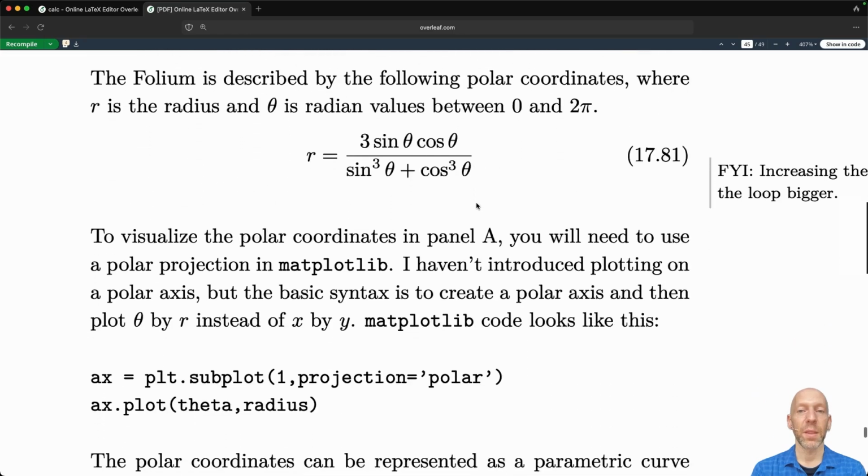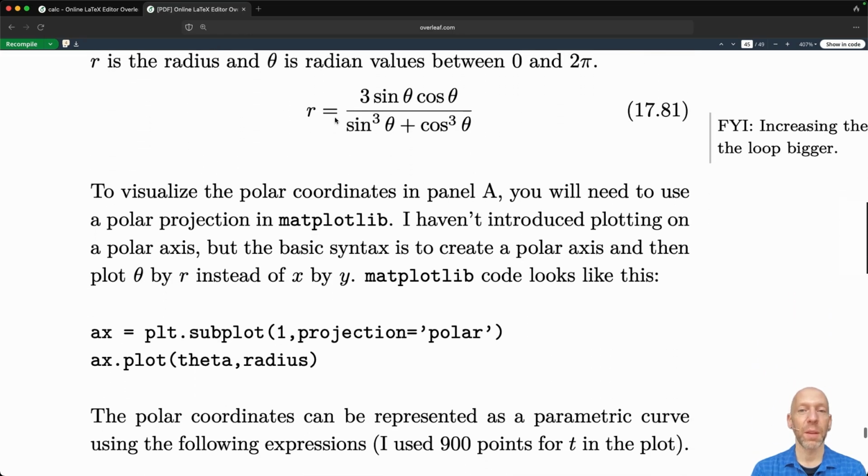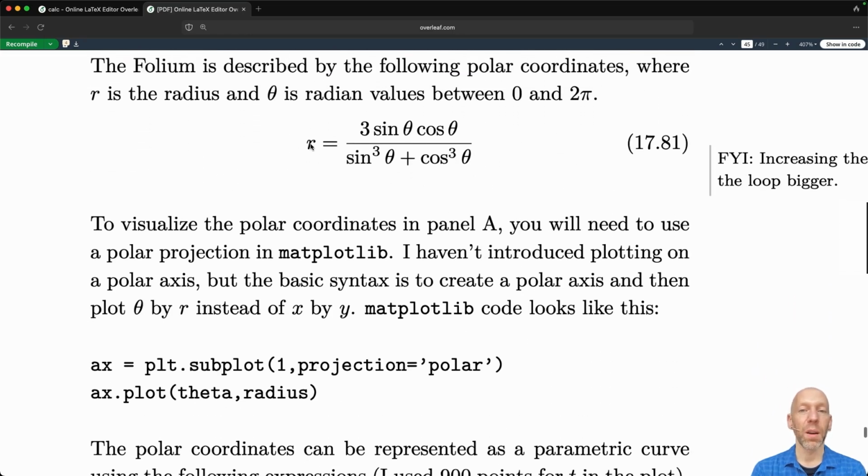Okay, so the formulas look slightly different. Here is the formula for r, so the polar coordinates. Theta ranges from 0 to 2 pi, and r follows this function here. It's a trig function with sines and cosines in the numerator and the denominator. Okay, so that is one way to implement this function.